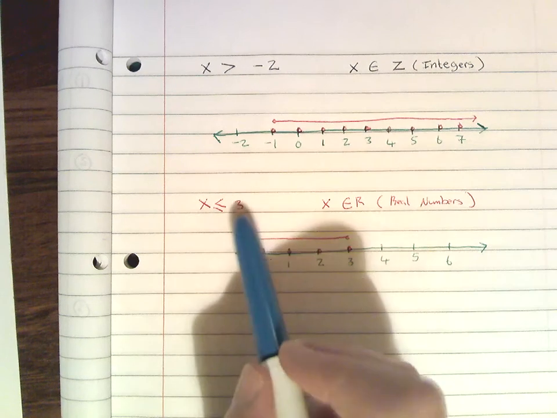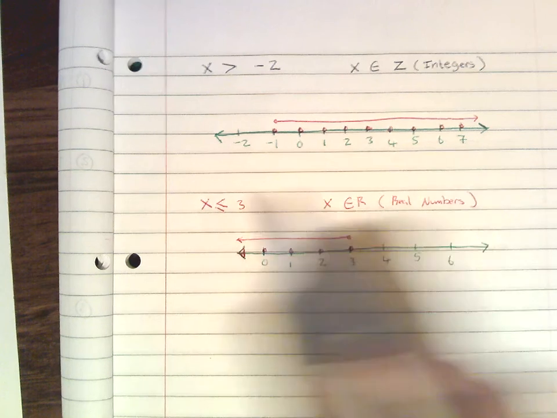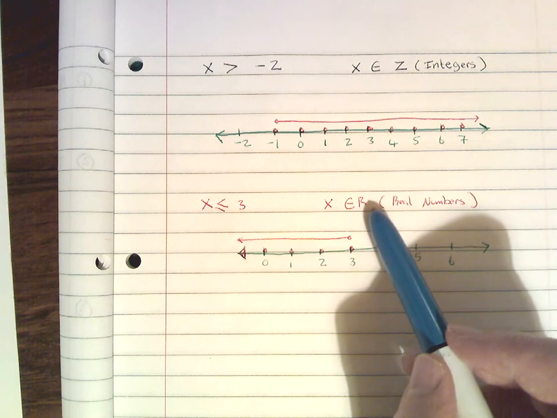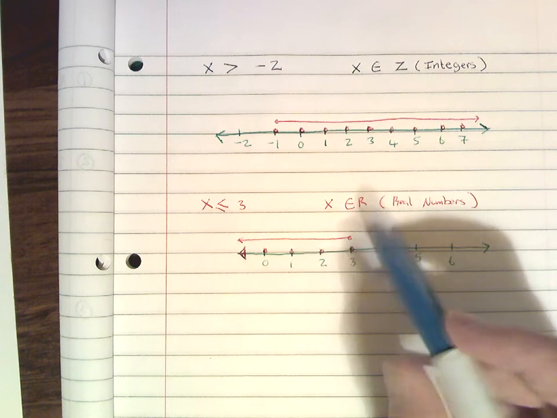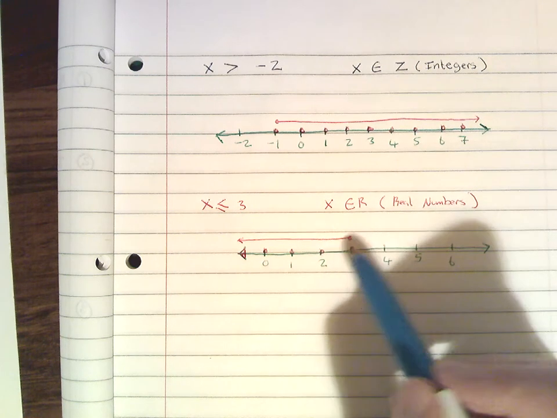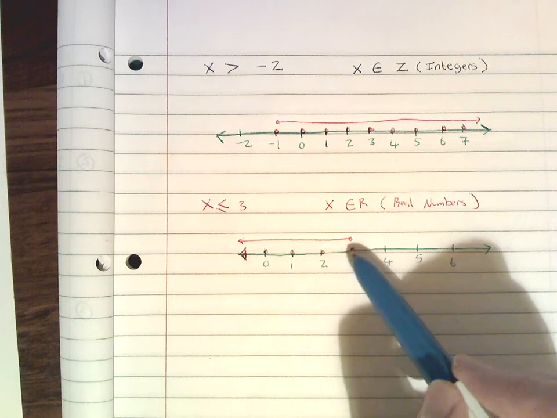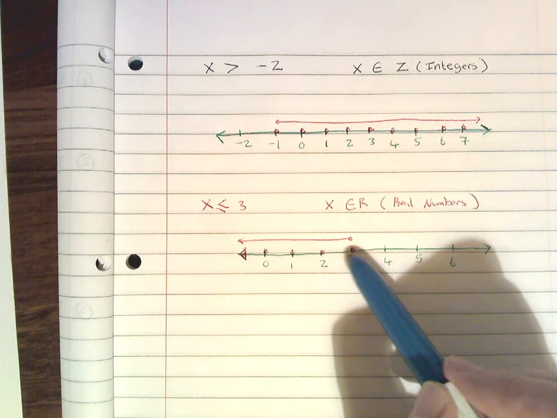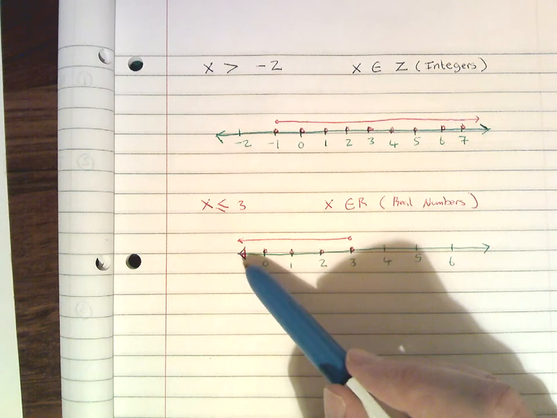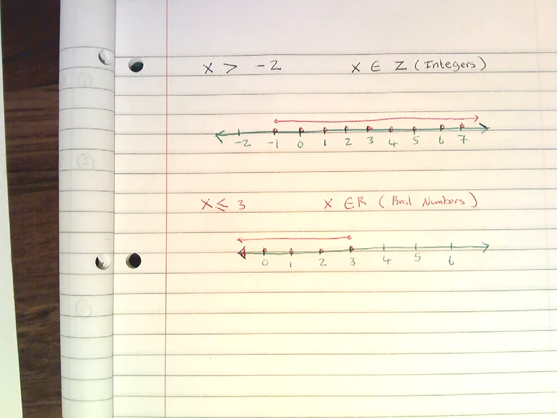Similarly here, this is our inequality: x is less than or equal to 3, and x is an element of R, which represents real numbers. So the values for x can be 3, for example, or any number that's less than 3 on the number line. They'll satisfy this inequality. So again, that's inequalities and representing inequalities on the number line.